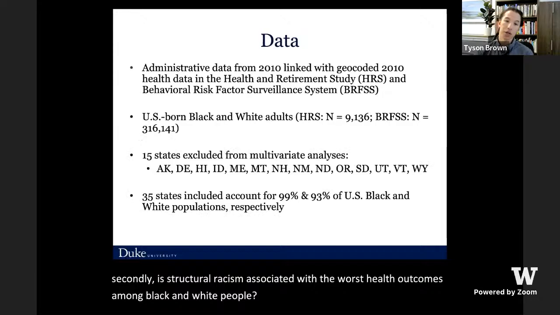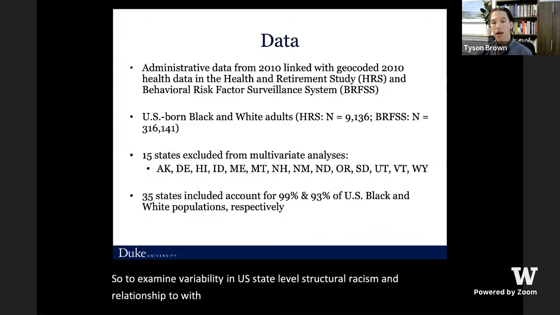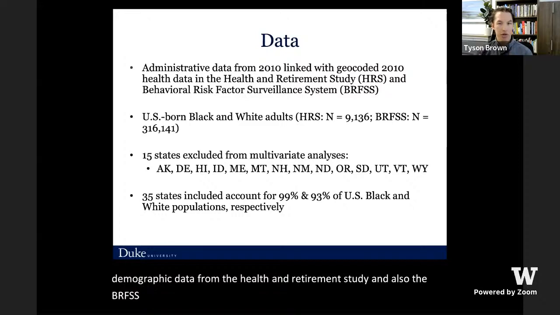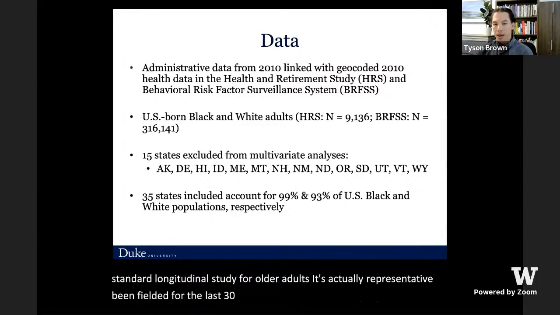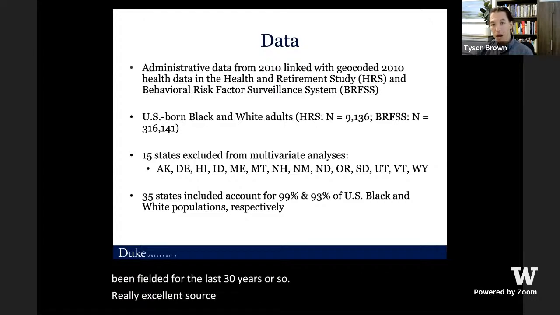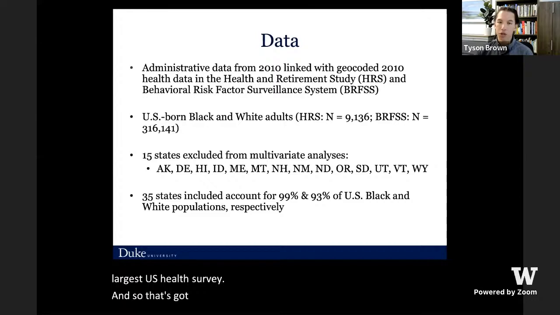So to examine variability in US state level structural racism and its relationship with health among Blacks and whites, we combine indicators of structural racism from several sources of publicly available data, and then we link these to geocoded individual health and demographic data from the Health and Retirement Study and also the BRFSS. So the HRS, many of you are familiar with, is sort of the gold standard longitudinal study for older adults. It's nationally representative, it's been fielded for the last 30 years or so. Really excellent source of data. And then the BRFSS is, of course, the largest US health survey. And so that's got really huge numbers of individuals represented at the state level. So there's a lot of utility there.